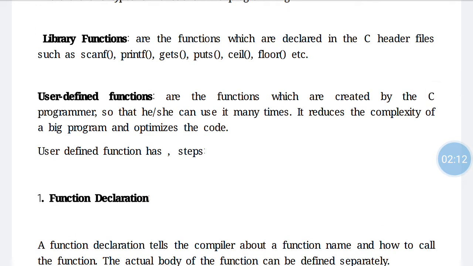Why we use these type of functions? To reduce the complexity of code and to better understanding of the control flow of program. So using a function includes three steps. First one is function declaration, second one is function definition, and third one is function call.